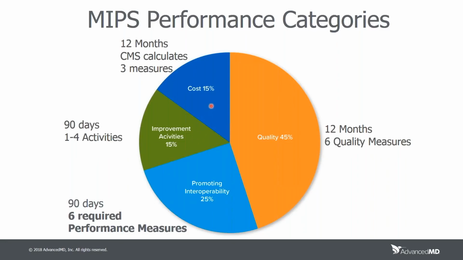For cost, CMS still calculates that. There is nothing that you need to do. It is a 12-month period, so they start at January 1st and go to December 31st of that year. And this year they have added another measure, so it is 3 measures, and we'll talk about those details in just a second. But the categories are the same. The cost has gone up by 5%. The quality has gone down by 5%. But this is the total of your MIPS categories, your total score.